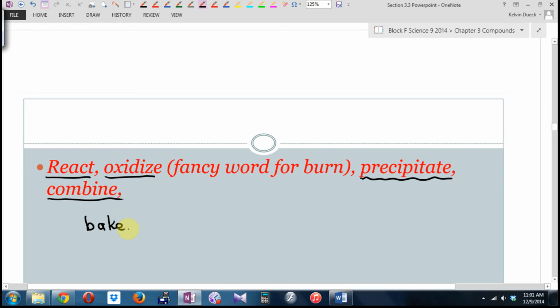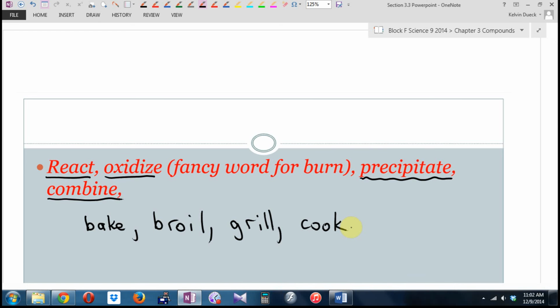Bake. Broil, not boil, broil. Grill. Cook. In all of those, you're adding heat, but you're actually getting a new chemical reaction. Now, cook, as long as you're not just boiling water and calling that cooking. I mean, you're combining some ingredients and, oh, I get something new. Baking a cake is classic. You start off with a bunch of ingredients and you get something totally new coming out of the oven with a different texture, and it's not reversible.